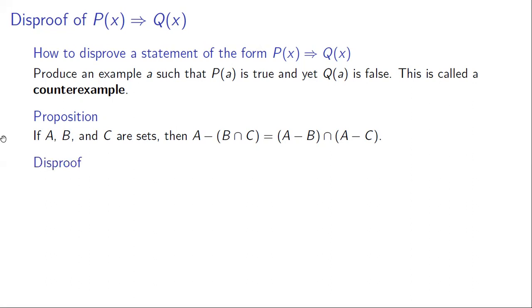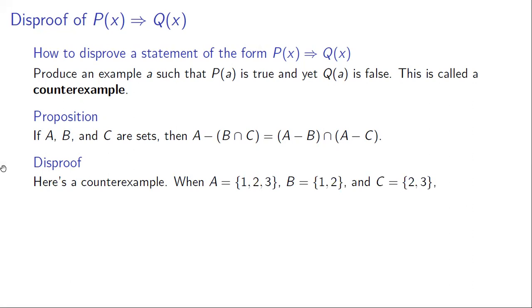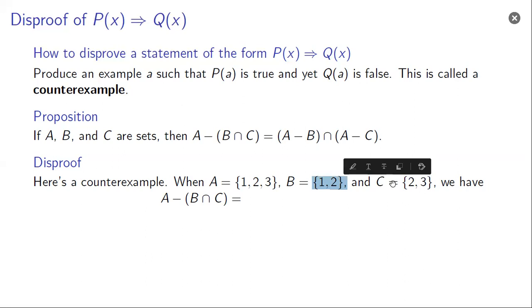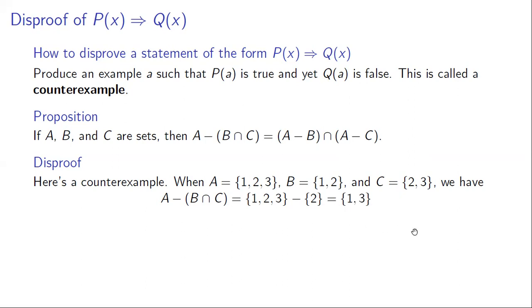So here's a disproof. Here's the counterexample. Consider what happens when A is equal to the set 1, 2, 3, B is equal to the set 1, 2, and C is equal to the set 2, 3. So what is A minus B intersected with C? B intersected with C is the intersection of this and this, which is just the set containing 2. So A minus B intersected with C is the set 1, 2, 3 minus the set just containing 2, which is the set 1, 3.